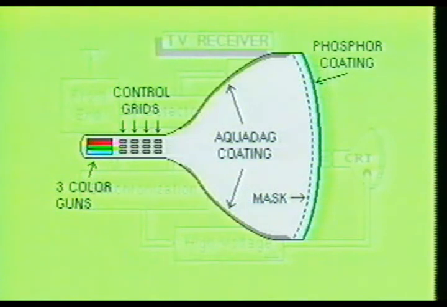The aquadag coating is used to help accelerate the electron beams before they strike the phosphorus coating on the interface of the screen. A mask is also placed inside the CRT, which has about 400,000 holes in it. All 3 electron beams must pass through the same hole at the same time for proper operation. The phosphorus screen actually consists of small dots of phosphorus which are designed to line up with the holes in the mask. You will learn more about the picture tube in a later You Can Do video.